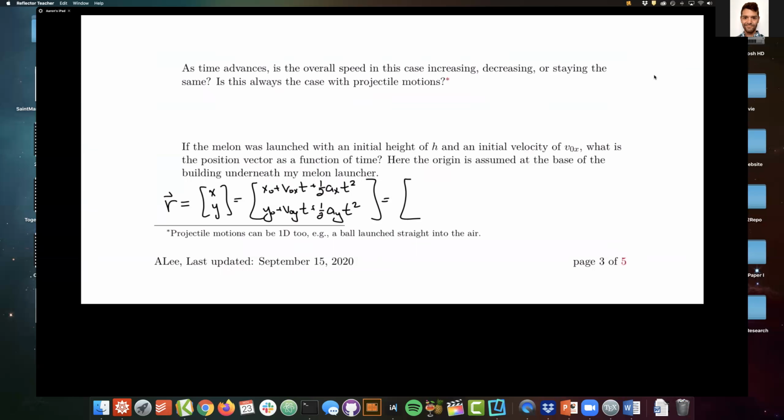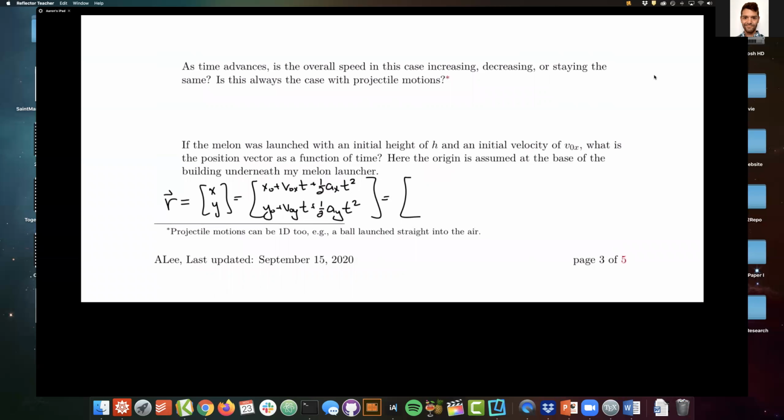In this case, it looks like it starts at an initial height of h, has no initial vertical velocity, and then accelerates downward due to g. So the vertical component might look something like this. The horizontal component might look something like that. There's no acceleration in the horizontal direction and it starts at 0.